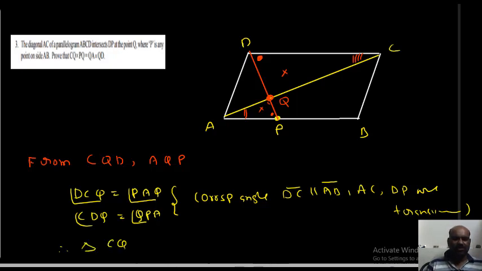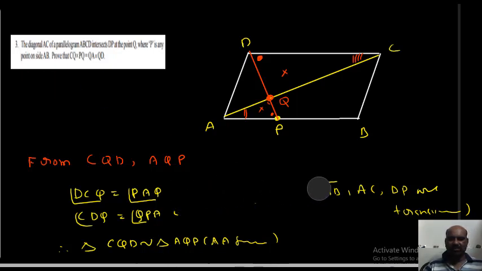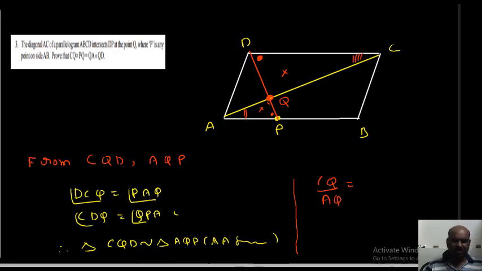Therefore triangle CQD is similar to triangle AQP from AA similarity. Two triangles similar, the corresponding parts are in proportion. Next page. I want to rub this portion. What do you want? You want CQ, right? CQ by AQ equals QD by QP. Now cross multiplication: CQ into QP equals AQ into QD. That is AQ into PQ equals AQ into QD. Completed. Hence proved.